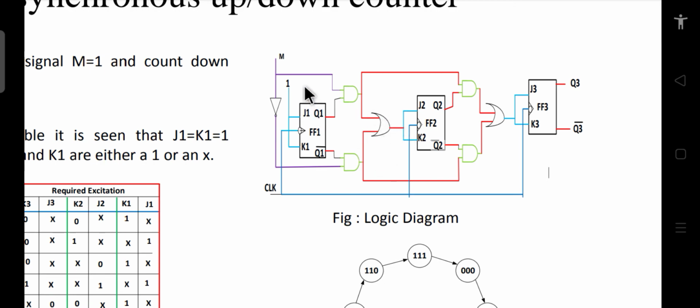Now when M is equal to 1, what will happen? This will be activated, whereas this will be deactivated. When M is equal to 0, this circuit will be off because it is an AND gate, whereas this will be 1, so this circuit gets activated. So when M is equal to 0, Q1 bar dot M bar will appear here, whereas when M is equal to 1, Q1 dot M will appear here. This is what we wanted, so this is how we have to do it.